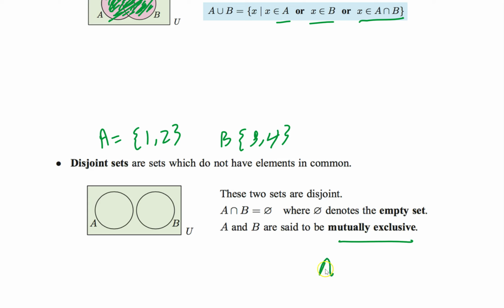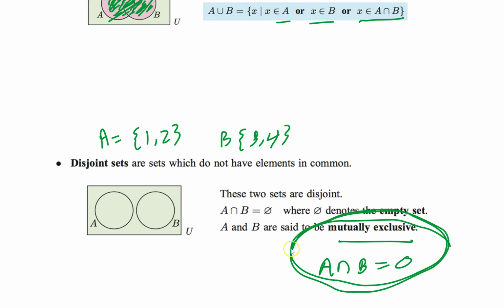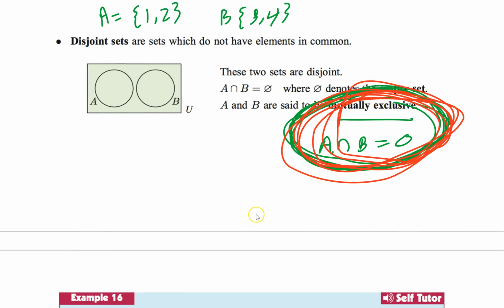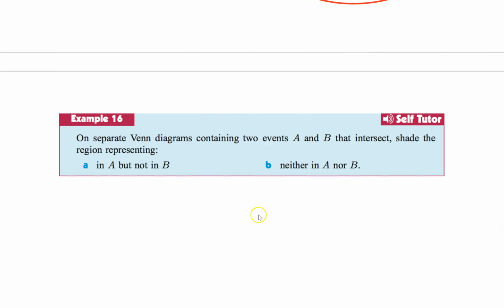So you have to know that A intersection B equals 0. Very important. Mutually exclusive, that's all that means. They have nothing in common. So super important. When you see that, do that. So just keep that in mind. Right? Mutually exclusive means they have nothing in common. Intersection is 0. So let's actually do an example.